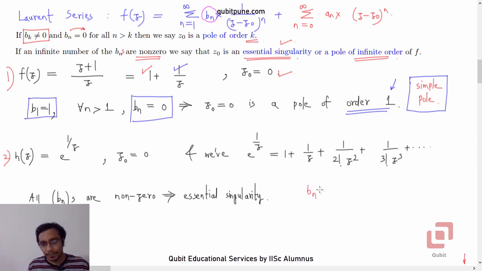bn is actually 1 upon n factorial. b1 is 1 upon 1 or 1, b2 is 1 upon 2, b3 is 1 upon 6 and so on. So all bn's are non-zero. And if an infinite number of bn's are non-zero, we say that z0 is an essential singularity, and therefore for the function e to the power 1 upon z, the number 0 is a pole of infinite order or an essential singularity. Okay, fine.